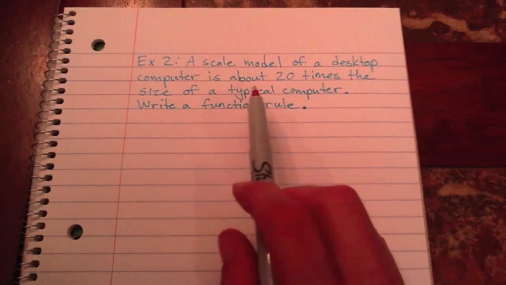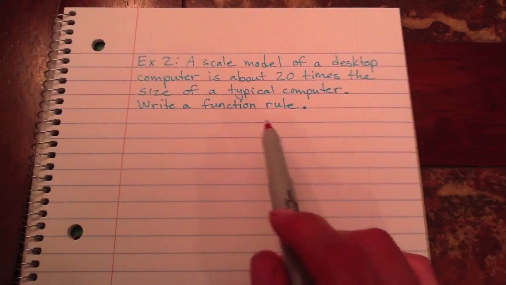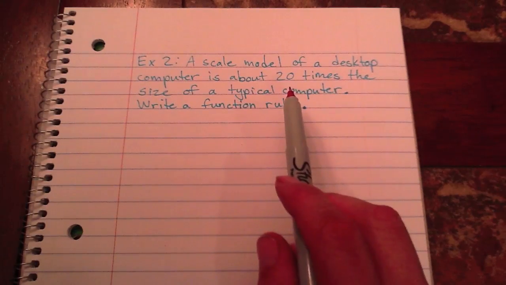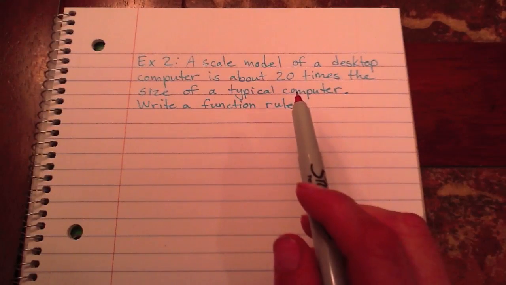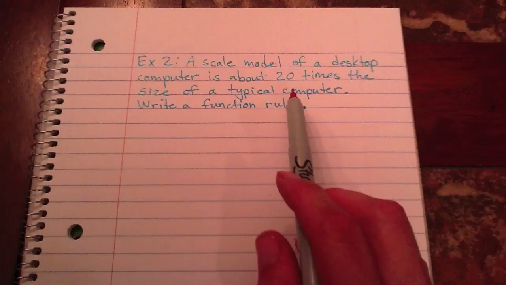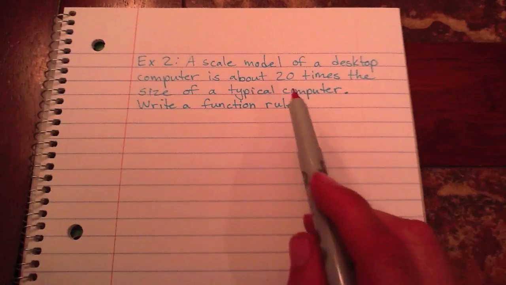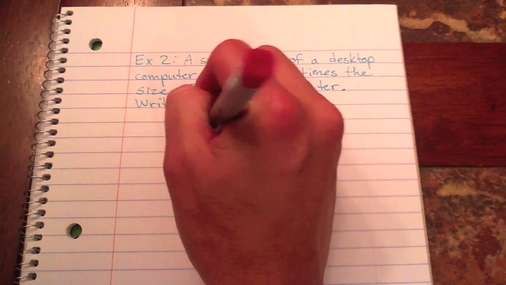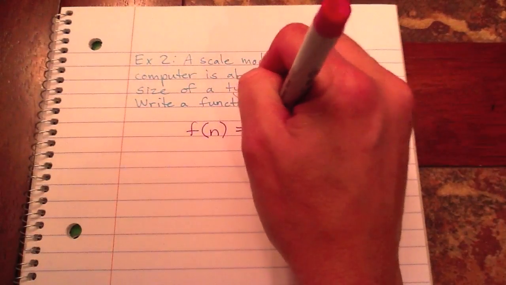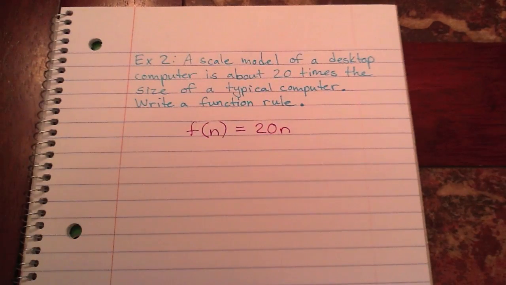The model of a desktop computer is about 20 times the size of a typical computer. So if a typical computer was, let's say, just make something easy up, like 1 foot wide, then it would be 20, because it's 1 times 20. If it was 2 feet, then it would be 20 times 2, so 40. You can stop and plug in numbers to help you figure it out. Remember, you always want to write these as f of x or f of something equals, and all we're doing is multiplying 20 times whatever that typical computer would be. And that's how you set that up.